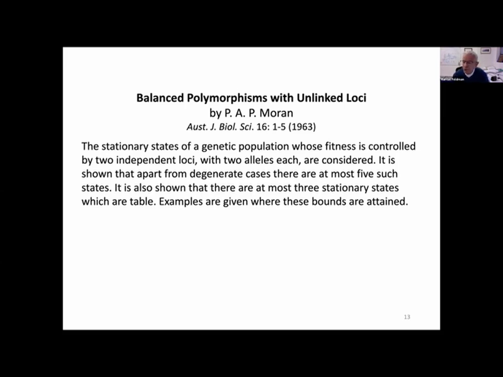Now, I want to draw your attention to a little bit more history here. This is a very interesting section of the history of multi-locus theory, and I find this a very fascinating subject. In 1963, the great P.A.P. Moran published this paper in which he wanted to know how many equilibria there were in a two-locus model and how many could be stable. And he published it in the Australian Journal of Biological Sciences, which is not the one that comes to mind first, but he probably, had TPB been around at the time, would have sent it to TPB. In that paper, he claimed that there are at most 5 equilibria, and at most 3 of them could be stationary states.